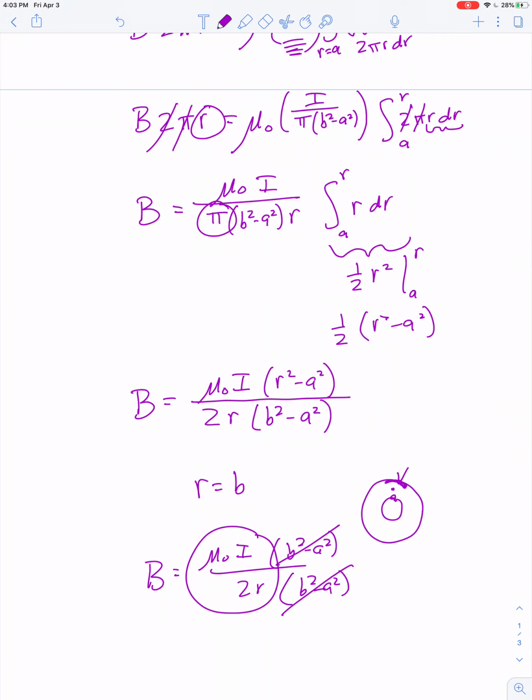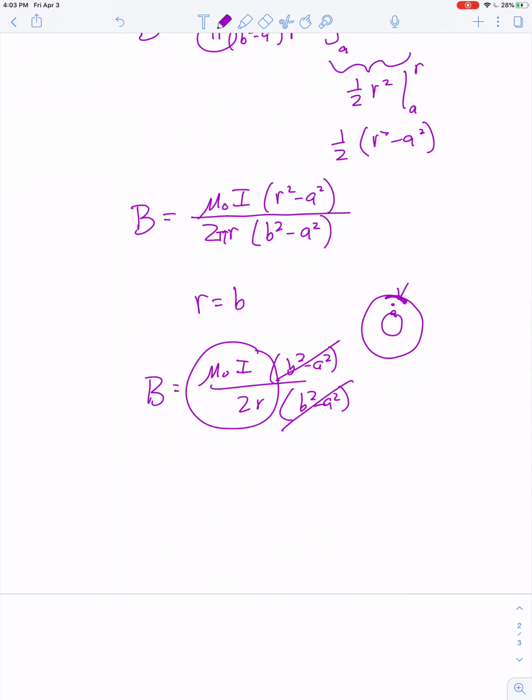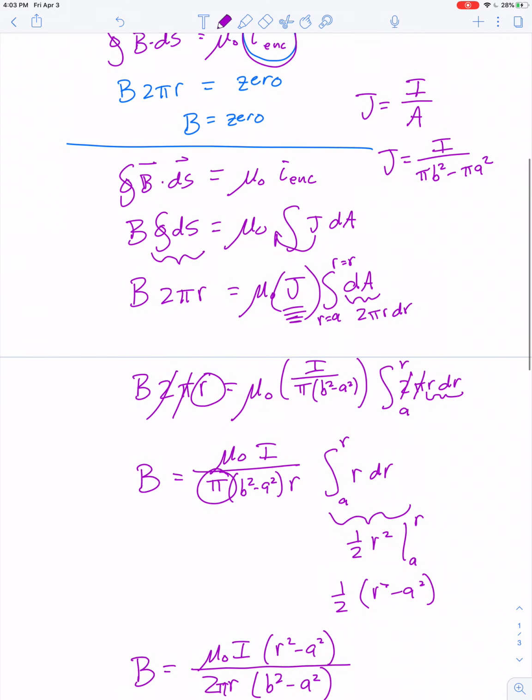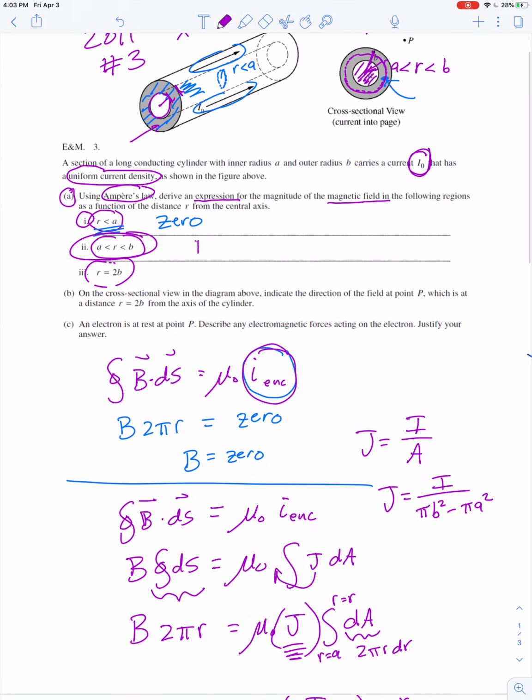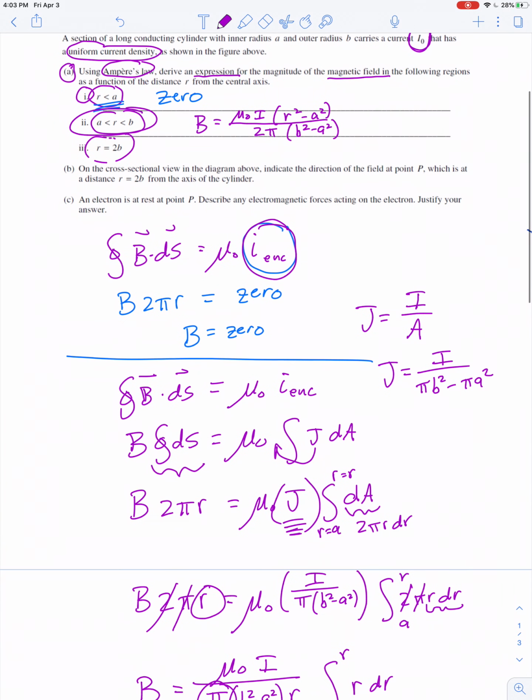I forgot this pi. So that would be here. And so we get the result that we expect. B equals mu naught I over 2 pi r. Okay. So let's put the answer here. B equals mu naught I times (r squared minus a squared) divided by 2 pi times (b squared minus a squared). Let's do the last part.